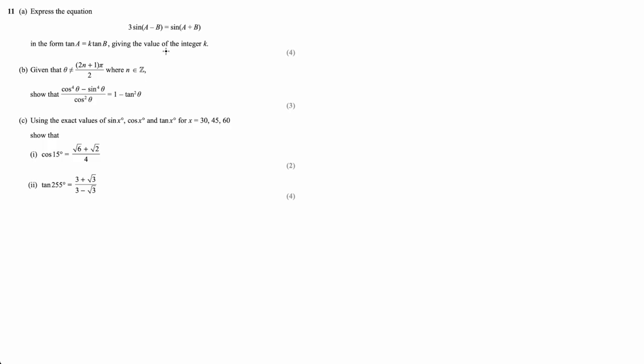Okay, so guys, this is the compound angle identities from the formula sheet. You can have a look if you need to, guys, but this is 3 sin A cos B minus sin B cos A, and this equals sin A cos B plus sin B cos A.